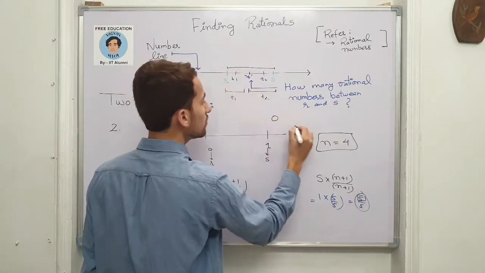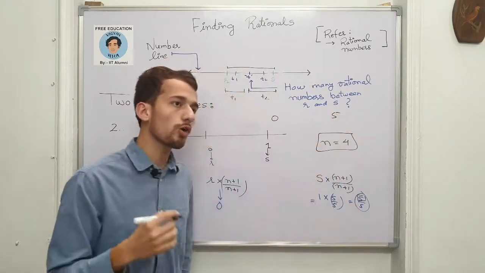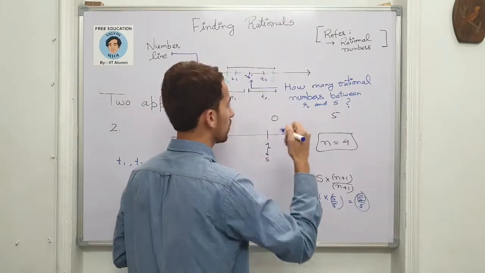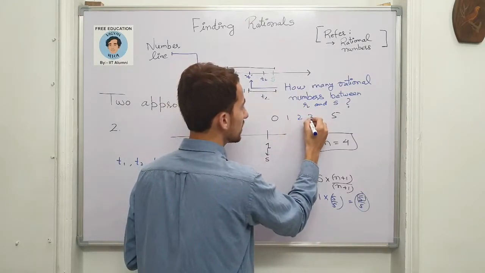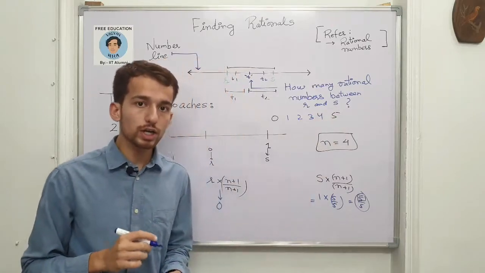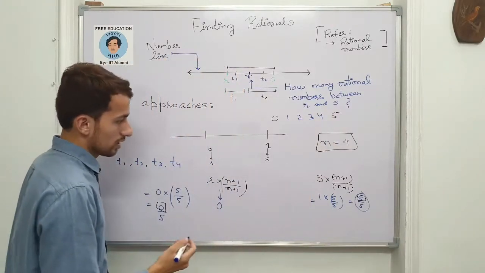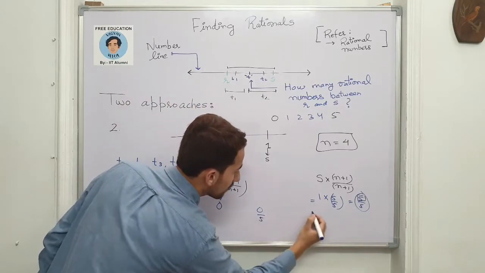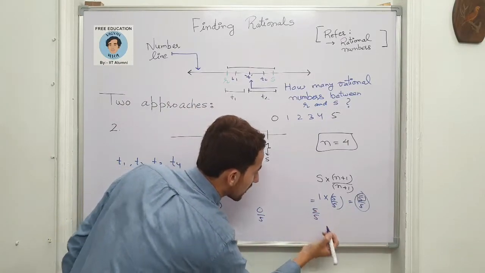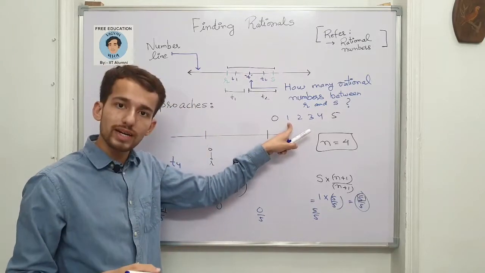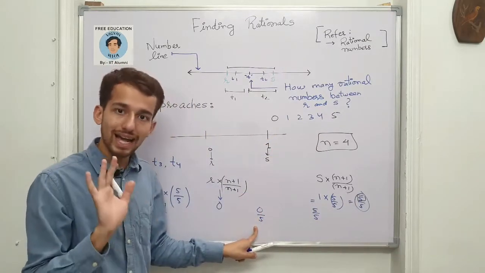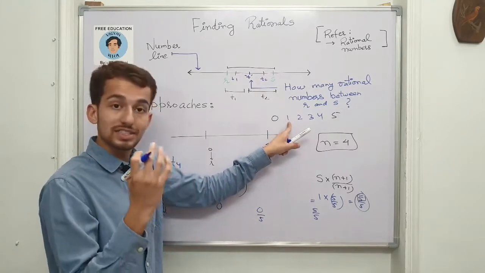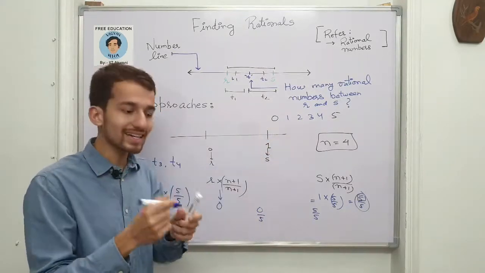Between 0 and 5, if I now ask you how many natural numbers lie, they are basically 1, 2, 3 and 4. So what you have to do now, write those first. 0 by 5, and 5 by 5. Now choose this denominator and keep the numerator same as it is. Don't change the denominator. Just substitute the values of the numerator one at a time.